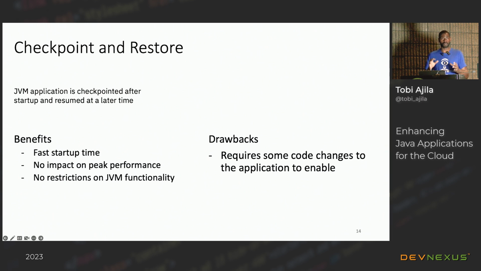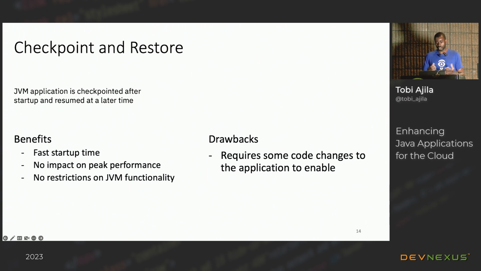You can get around the 100 millisecond range, depending on the application. And because it's still a JVM, there's no limits to peak performance. You still have the JIT, the dynamic compiler, that's still optimizing the code at runtime. So it's the same JVM, but you get faster startup time.